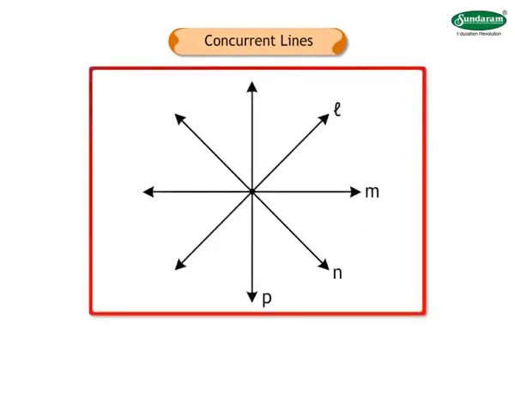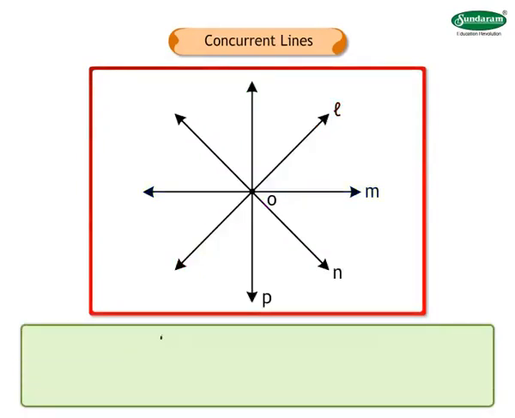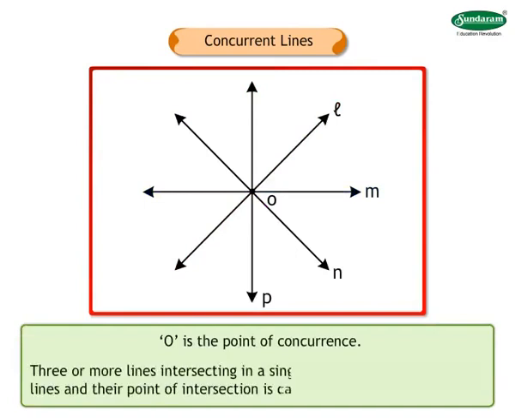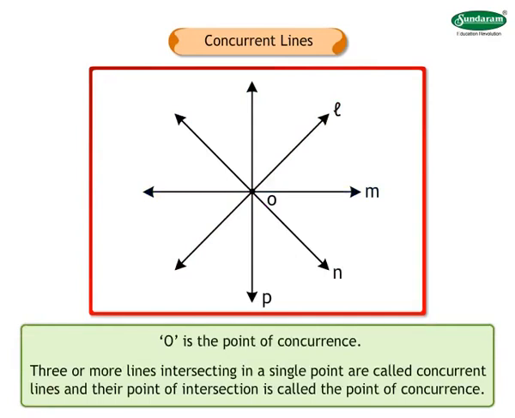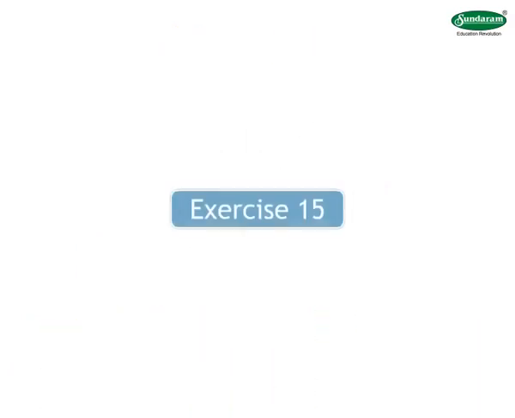Consider lines L, M, N, P. They all intersect each other at one point O. Such lines are called concurrent lines. O is the point of concurrence. 3 or more lines intersecting in a single point are called concurrent lines, and their point of intersection is called the point of concurrence. Let us solve exercise 15.